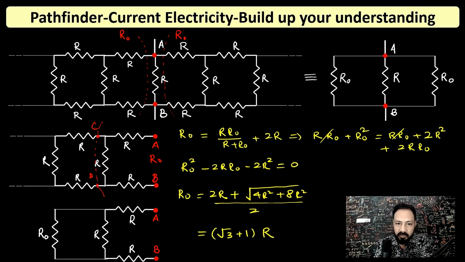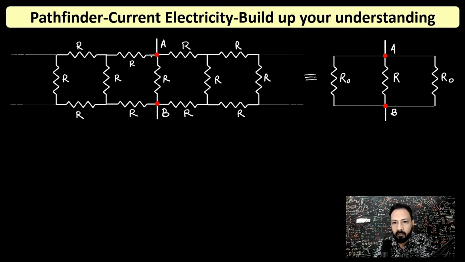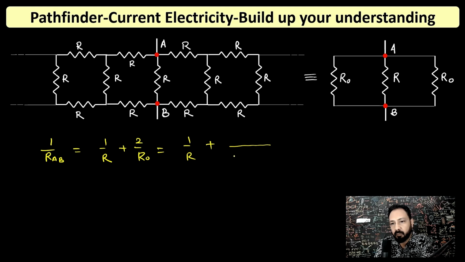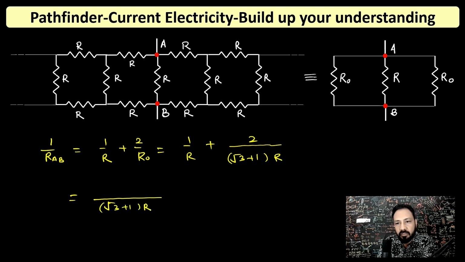Now, the overall resistance. Again, come to here. So this was the equivalent. Now if the equivalent resistance is RAB, then 1 upon RAB is the parallel combination, equal to 1 upon R plus 1 by R naught plus 1 by R naught, that I can write as 2 by R naught. And R naught, we just calculated, how much? Root 3 plus 1 R. Put it here, root 3 plus 1 R, and there is a 2. So take the LCM of root 3 plus 1 R, so there will be root 3 plus 1 and that is 2.